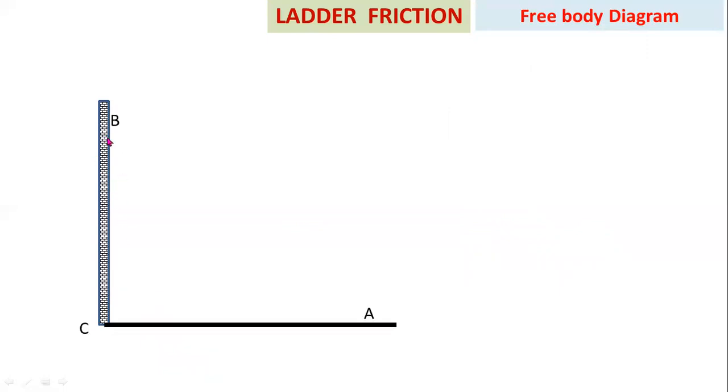Now, from this diagram, you can observe this is a vertical wall and this is a horizontal floor. AB is a ladder, AC is a floor, BC is a vertical wall, and AB is the length of the ladder. This ladder makes an angle theta with respect to the horizontal floor.